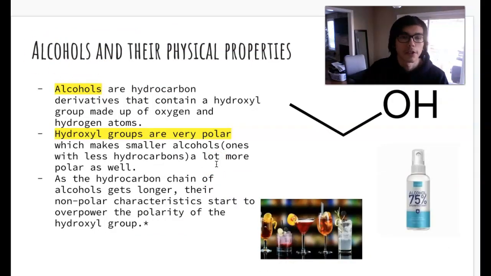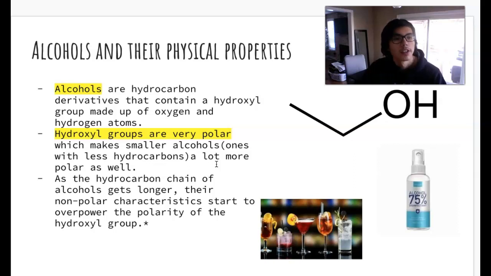Alcohols and their physical properties. Alcohols are hydrocarbon derivatives that contain a hydroxyl group made up of oxygen and hydrogen atoms. Now, since hydroxyl groups are very polar, this makes smaller alcohols, the ones with less hydrocarbons such as methane or butane, a lot more polar as well. This means that when smaller alcohols are placed into water, they can dissolve very easily.